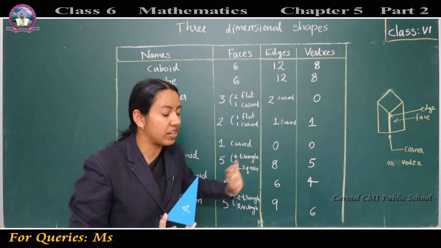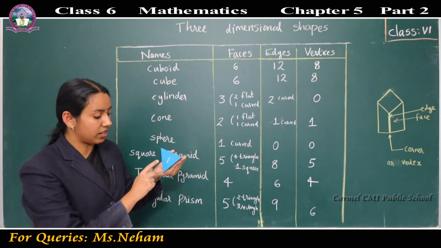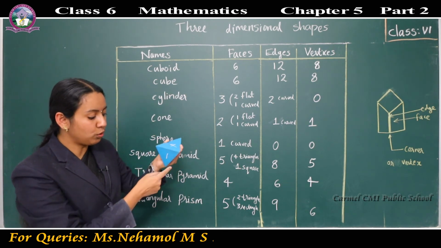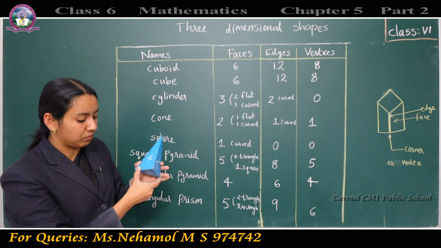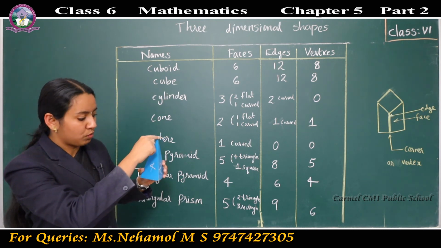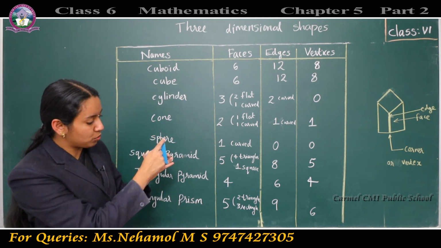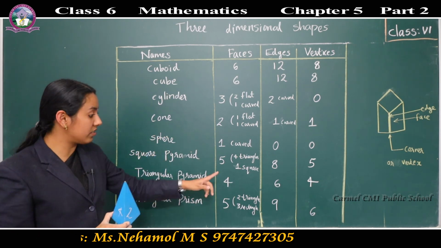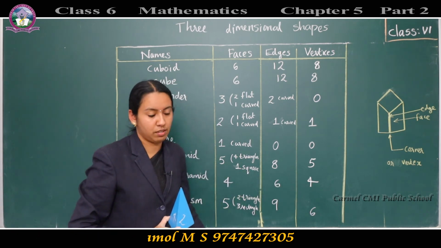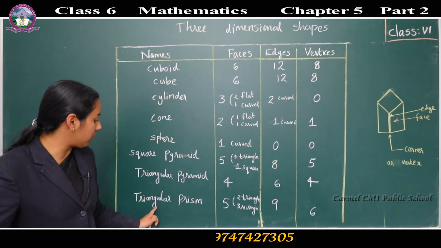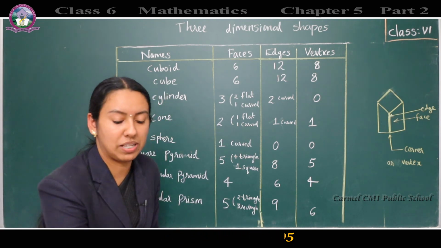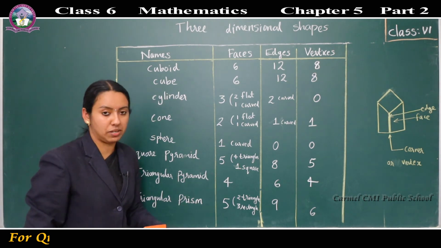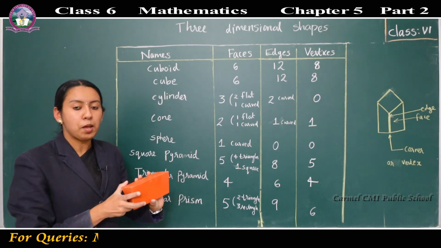Then how many vertices are there? 1, 2, 3, 4. 4 vertices. Next one, triangular prism. This is a triangular prism.